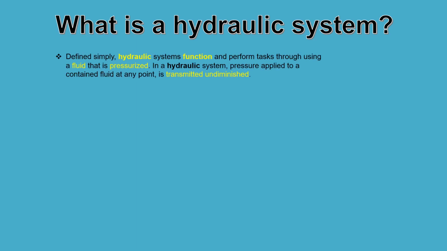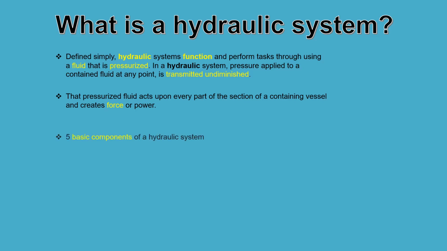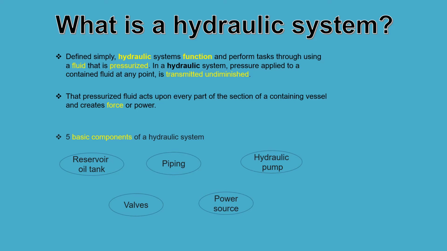To define it simply, a hydraulic system functions and performs tasks by using a pressurized fluid. In a hydraulic system, pressure applied to a contained fluid at any point is transmitted undiminished. That pressurized fluid acts upon every part of the section of a containing vessel and creates force or power. So the five basic components of a hydraulic system are the reservoir or oil tank, piping, hydraulic pump, valve, and power source.